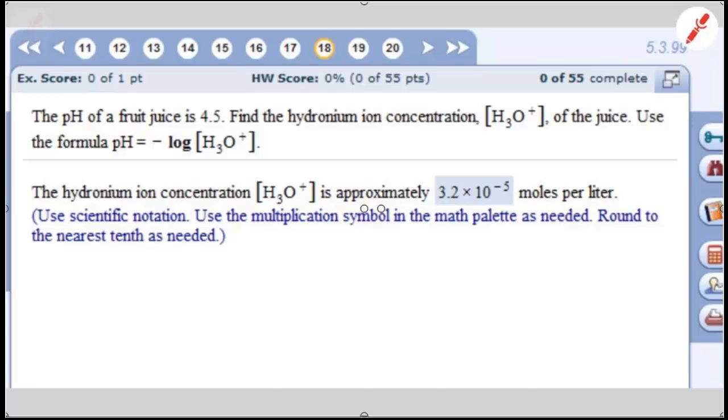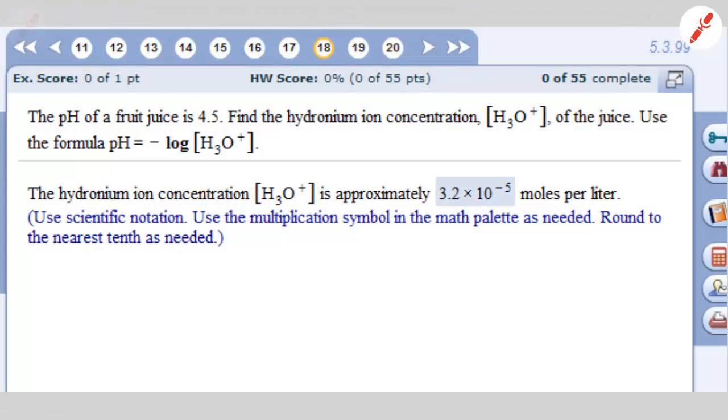Okay, now we're going to talk about pH. The pH of a fruit juice is 4.5. Find the hydronium ion concentration, that thing in brackets, of the juice. Use the formula pH equals negative log of the hydronium ion concentration. So we'll write out the formula. 4.5, which is the pH, equals negative log of the hydronium concentration.